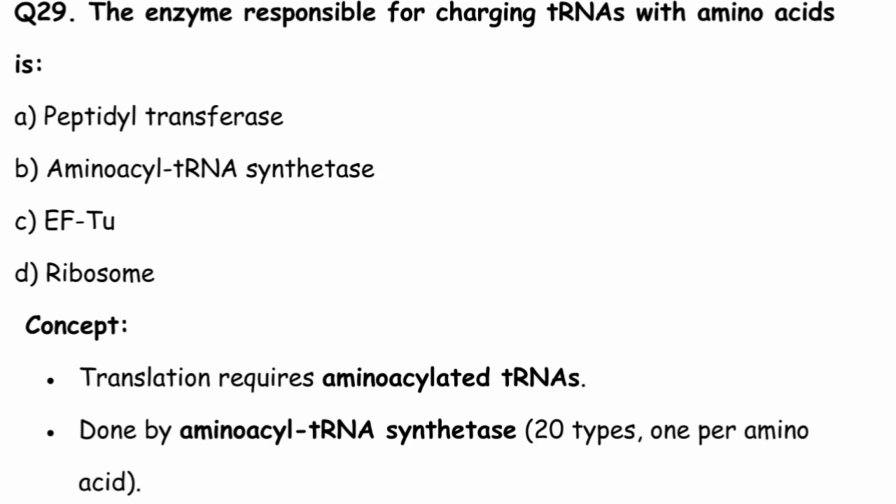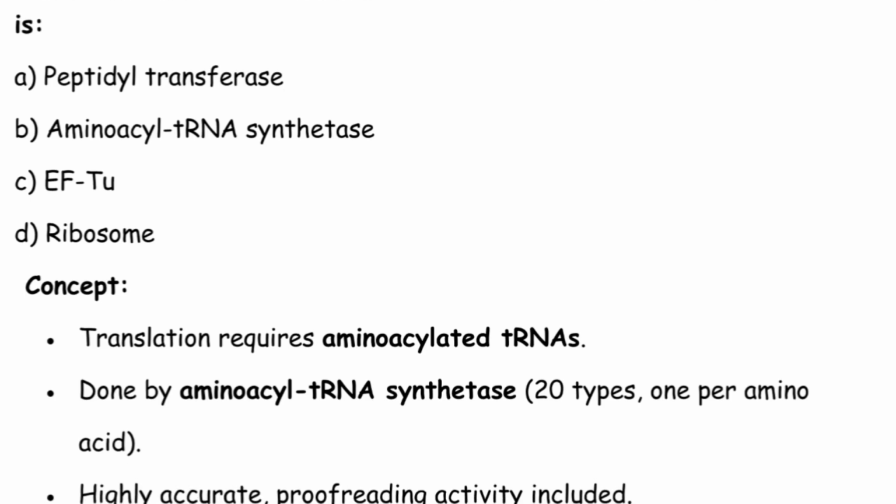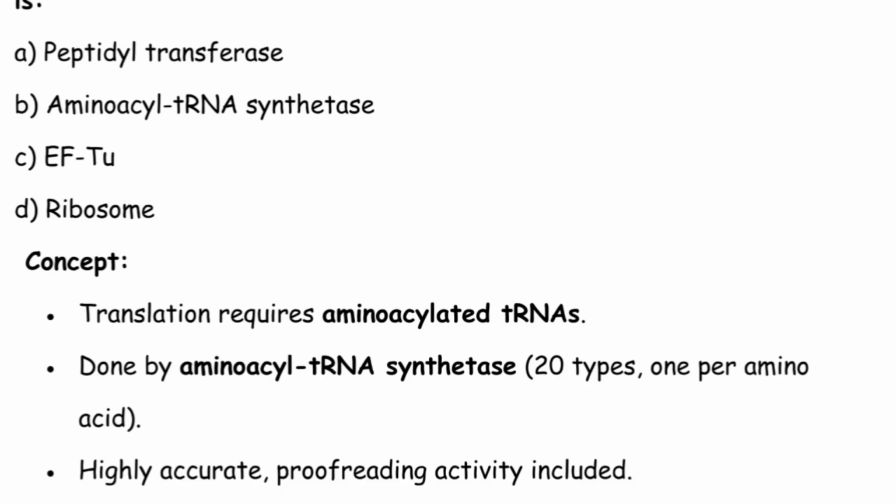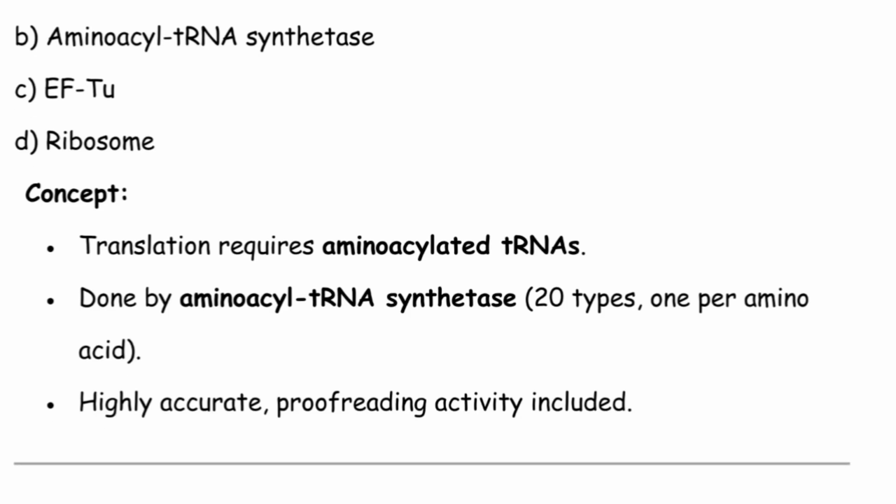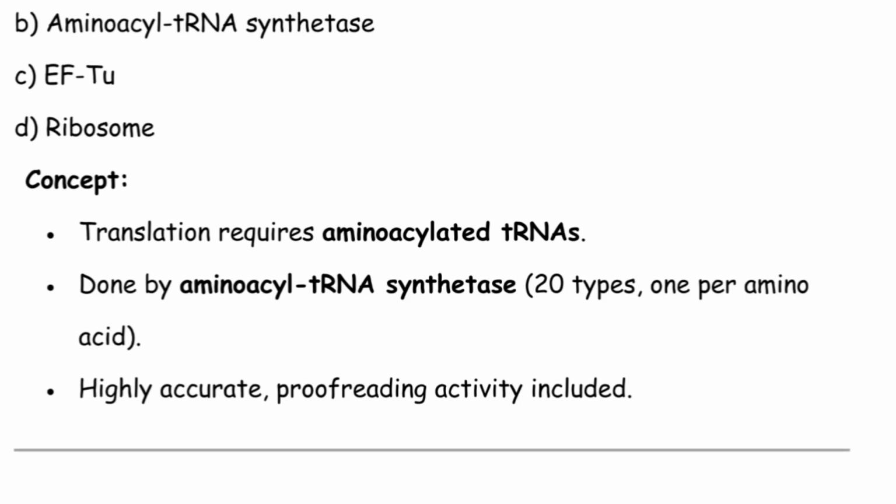Translation requires aminoacylated tRNAs. This is done by the aminoacyl-tRNA synthetase enzyme. There are around 20 types of this enzyme, and one per amino acid is required. It is highly accurate and has proofreading activity.